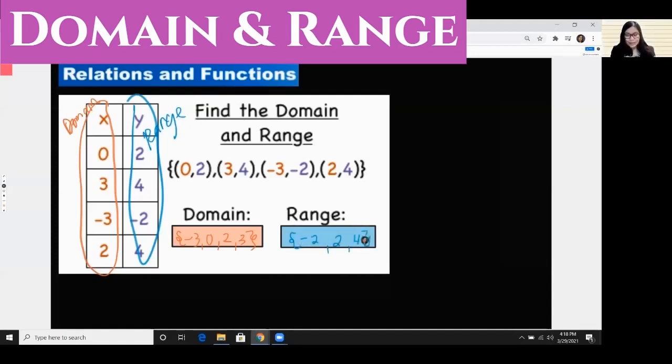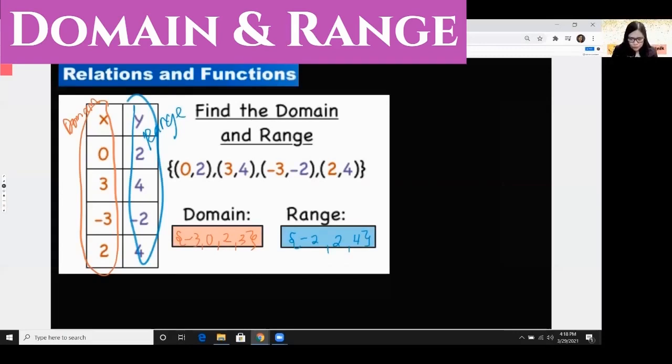So there is no repetition in the values of the domain. To identify if the given relation is a function, make sure that there's no repeated number in the values of the domain. Because if there is a repeated number in the domain, that will be considered as a non-function.